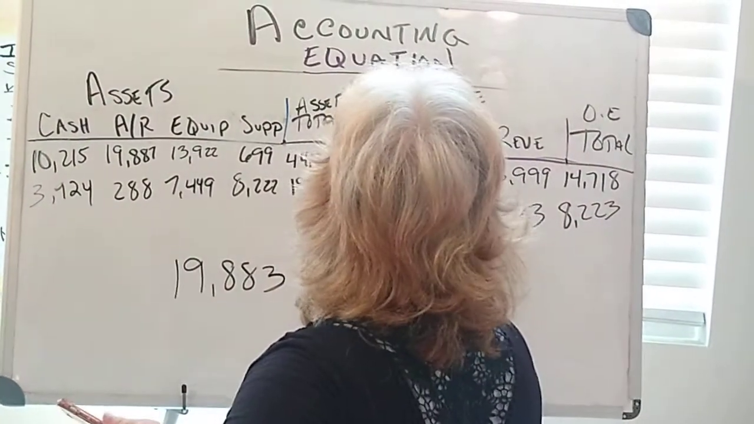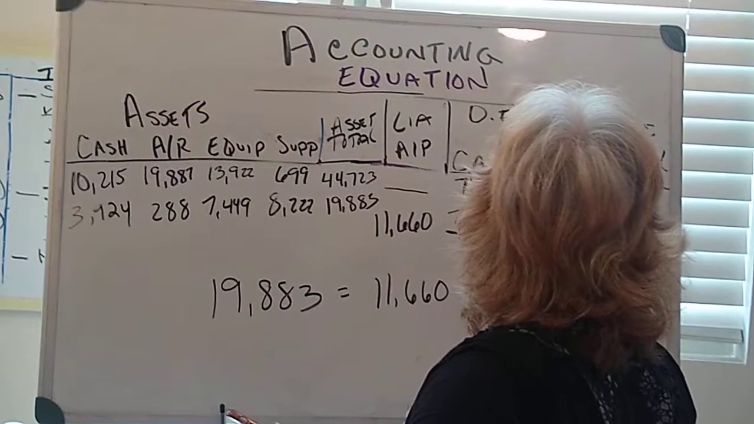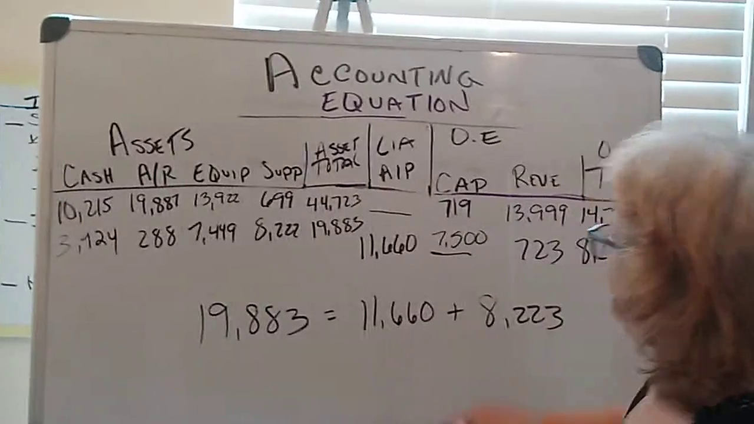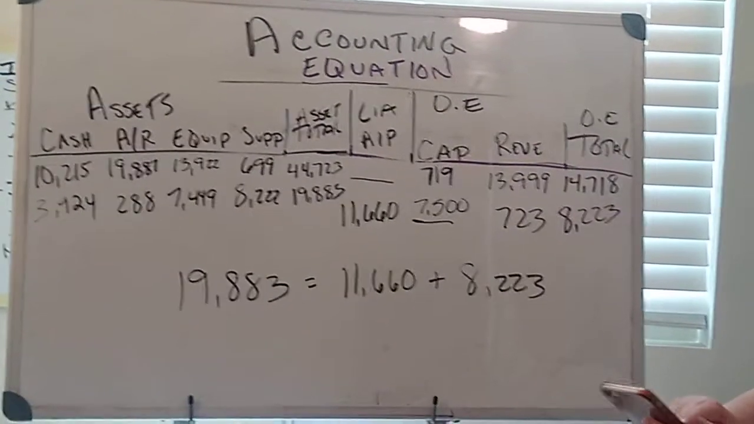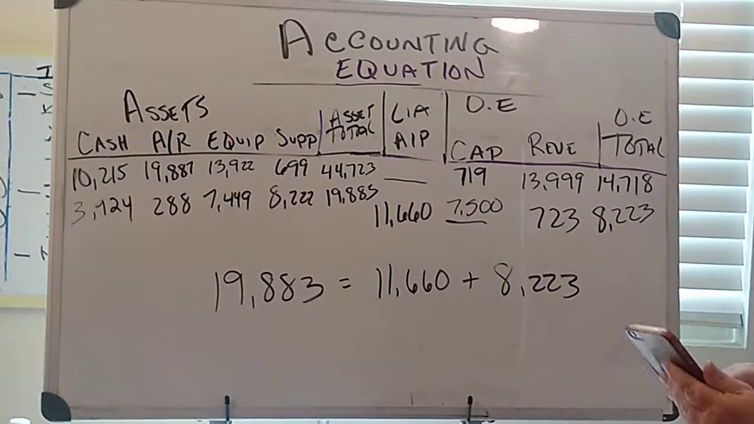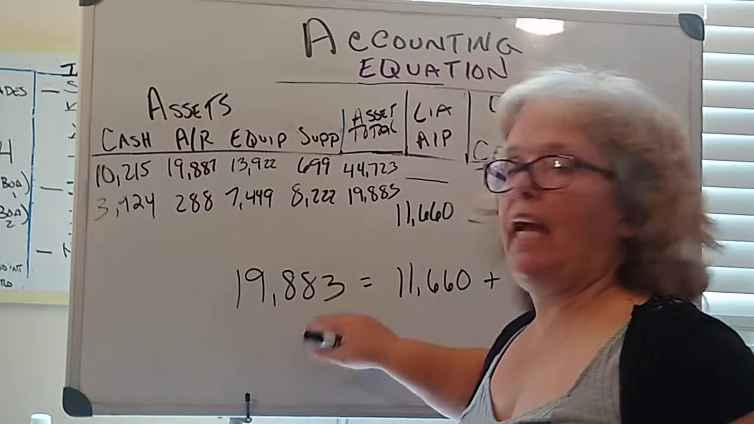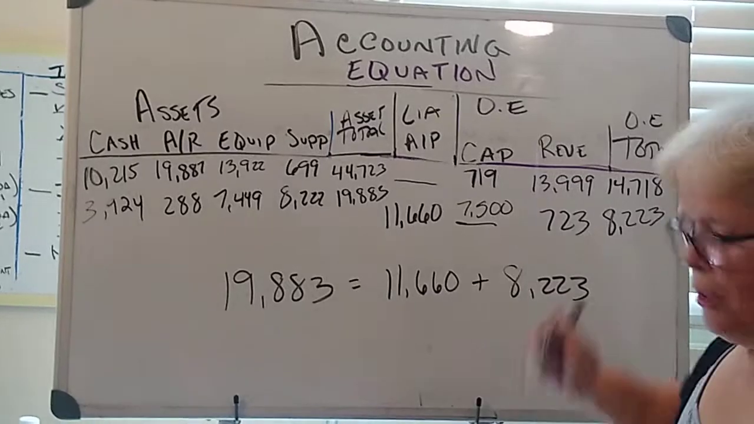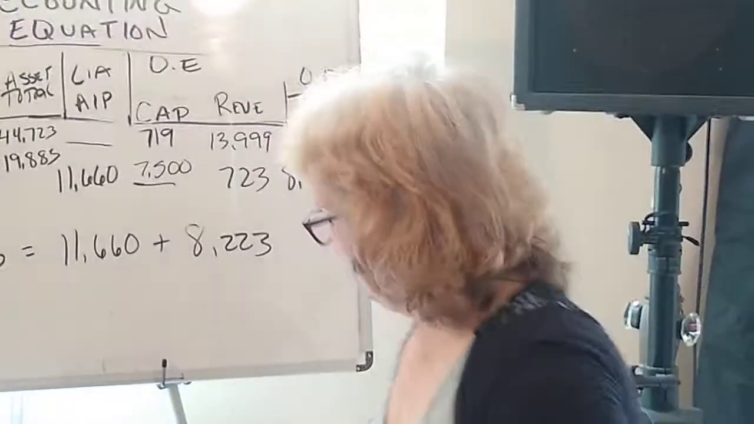Equals liability, 11,660 plus owner's equity, 8,223. So we add those two together, see if they're correct. 11,660 plus 8,223 equals 19,883. Okay? So there you go. Those are the accounting equation exercises.